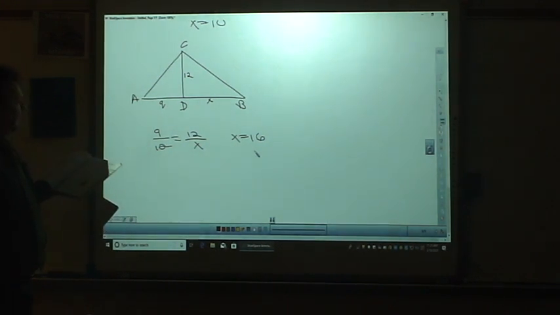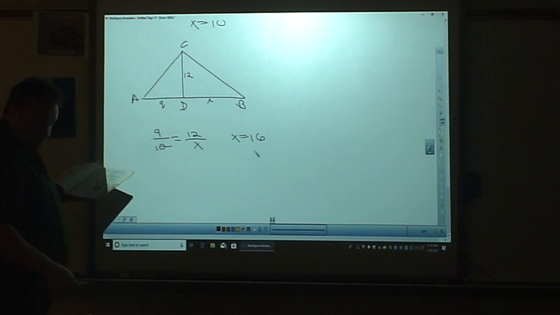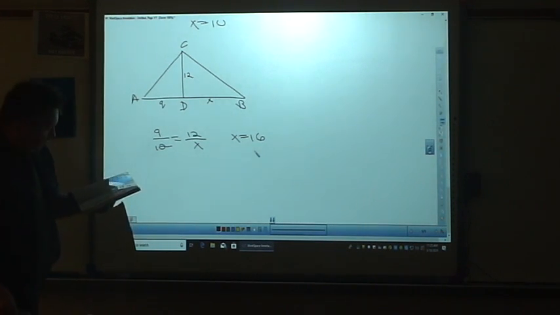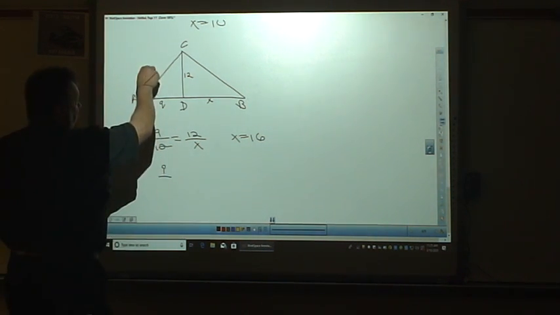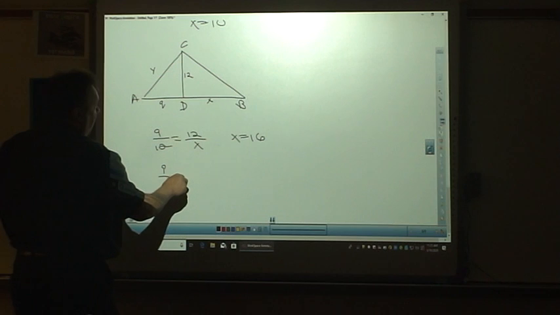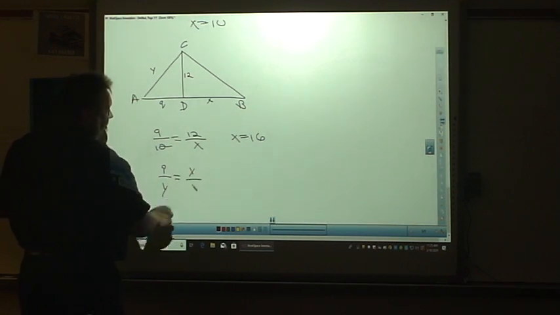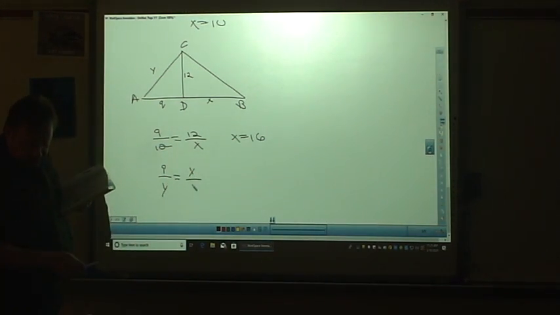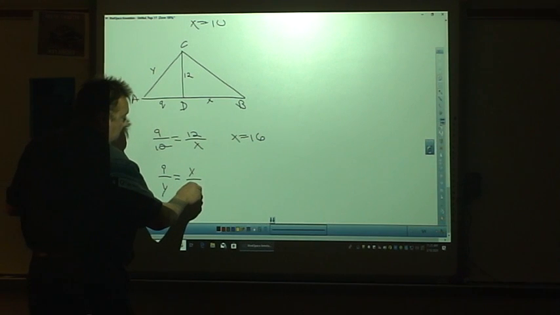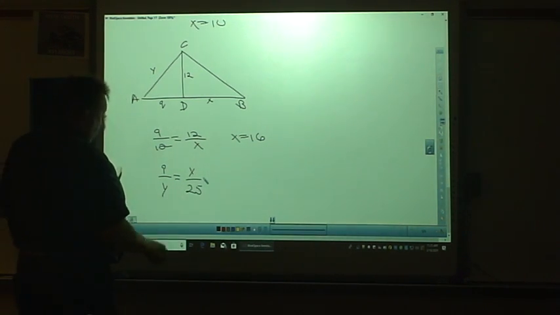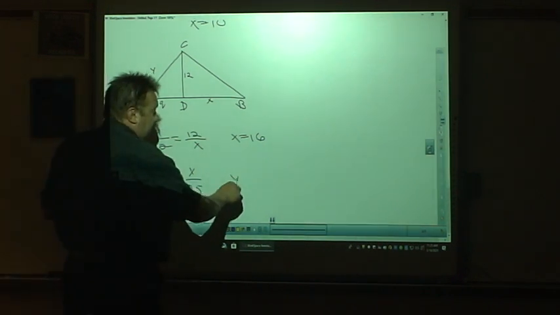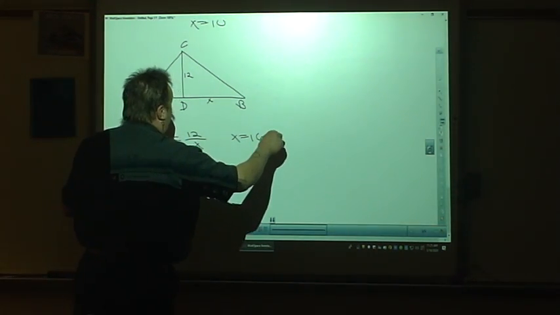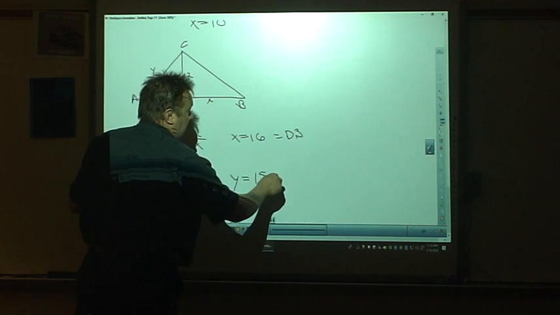To find AC without using Pythagorean theorem, we would do 9 over, let's call that y. Y equals y over the whole side here, which in this case would be 25. And so our answer for this would end up being y equals 15. Remember, this is DB, this is AC.